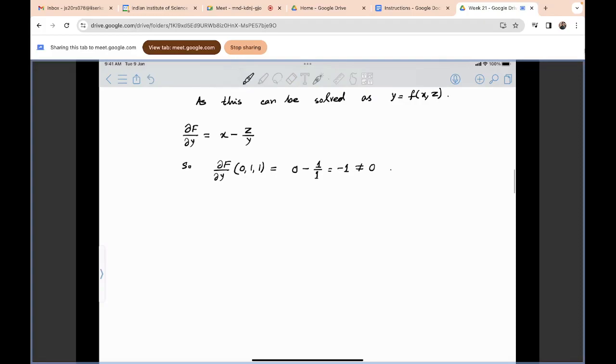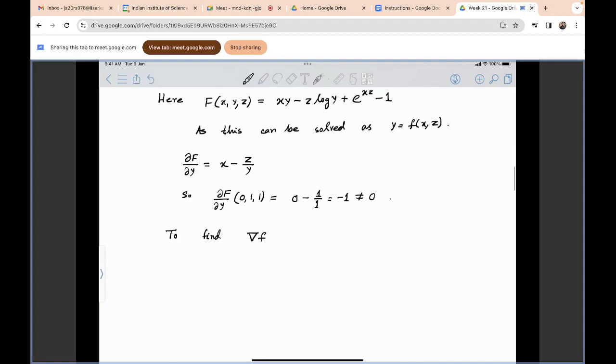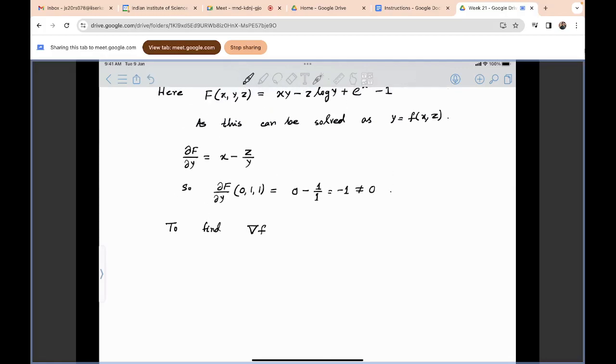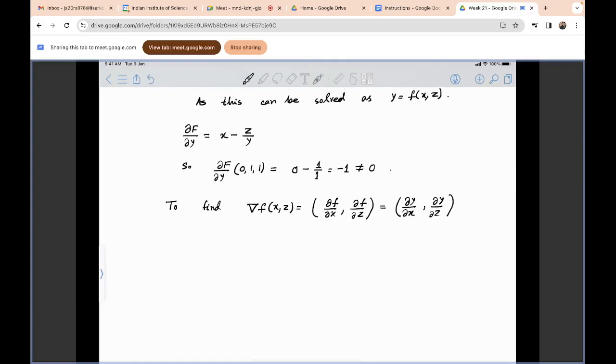Now we have to find the gradient of y. So to find the gradient of this small f, this is basically y, so the gradient of f at some (x, z) point will be del f by del x comma del f by del z, and as f is basically y, it is del y by del x, del y by del z. So that we have to find.